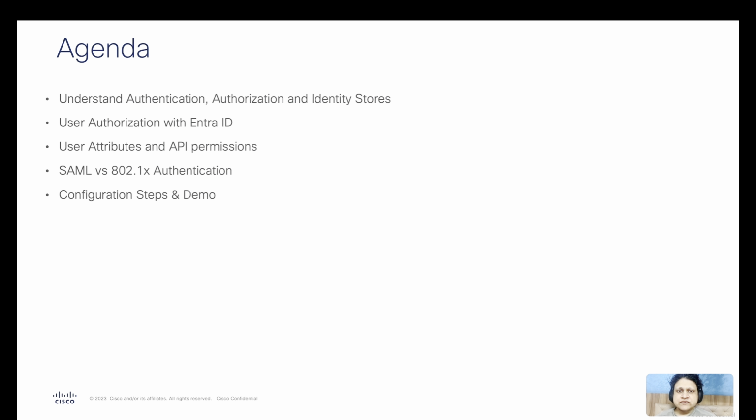So today's video agenda will be: we will understand authentication, authorization, and the identity store. The next is user authorization with the Microsoft Entra ID, the user attributes we are using, and the API permissions that need to be configured to integrate with Entra ID. Then the difference between SAML and Dot1x authentication, and the last is the configuration steps and a demo.